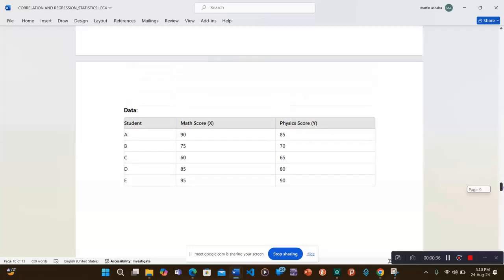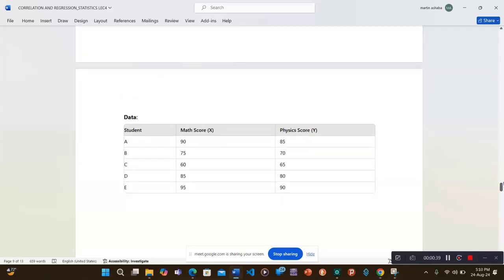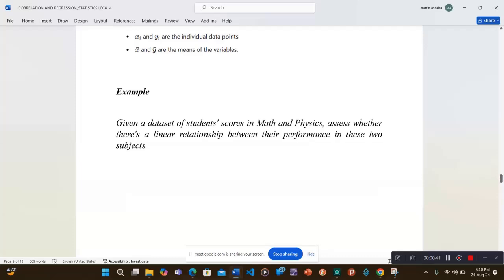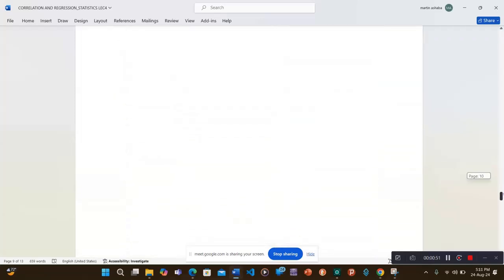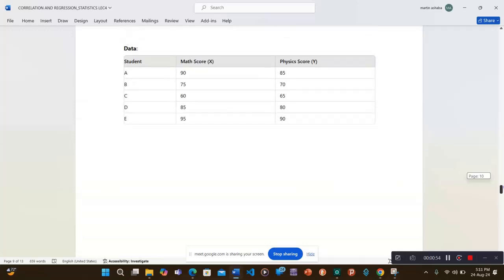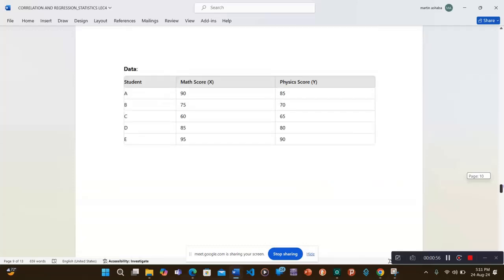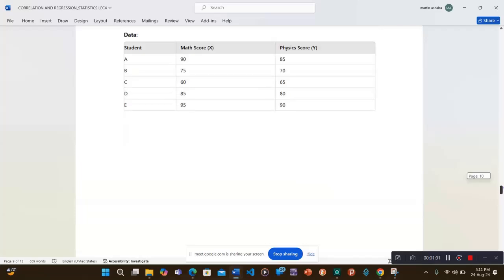If they are saying you assess whether there is a linear relationship between their performance in these two subjects, then we are going to use the Spearman rank correlation coefficient. We are also going to use Pearson's product moment correlation coefficient. So let us begin.